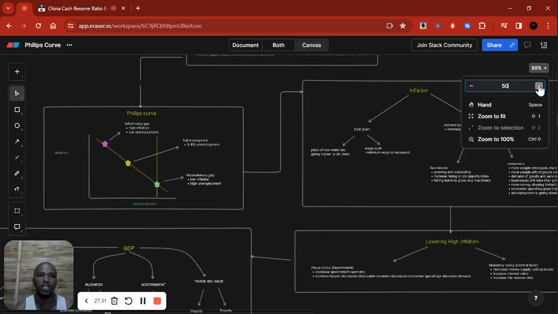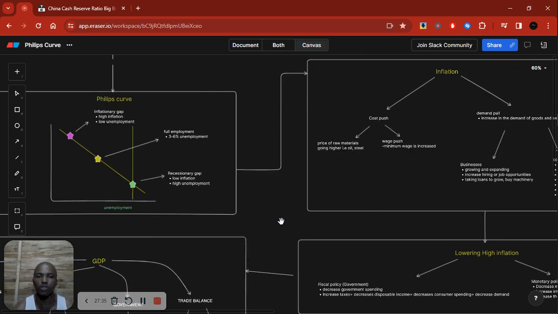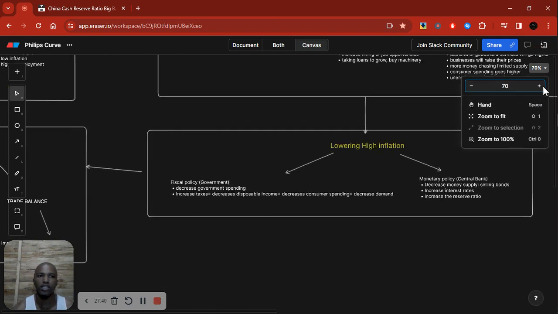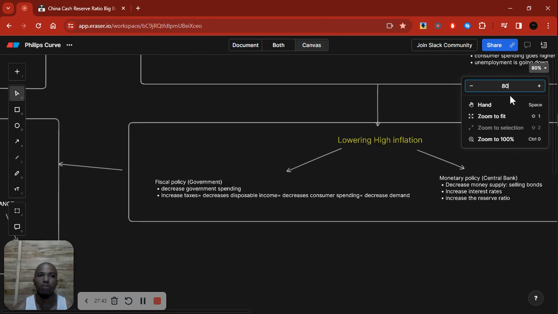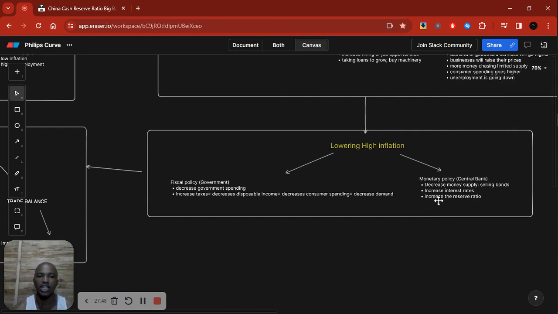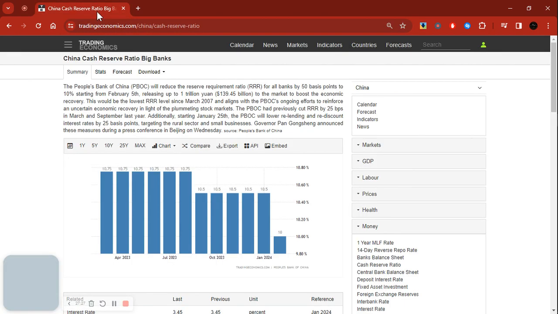So now, by just reading that statement, if we go back to how you actually lower inflation, in this case, what did we just read? We read that they are trying to boost the economy by actually doing what? By cutting the reserve ratio. Remember, if we're getting out of an inflationary gap where there's high inflation, we increase the reserve ratio. So the opposite, decreasing the reserve ratio, is because they're trying to boost the economy and avoid getting deeper into a recessionary gap. That is what the People's Bank of China is trying to do.